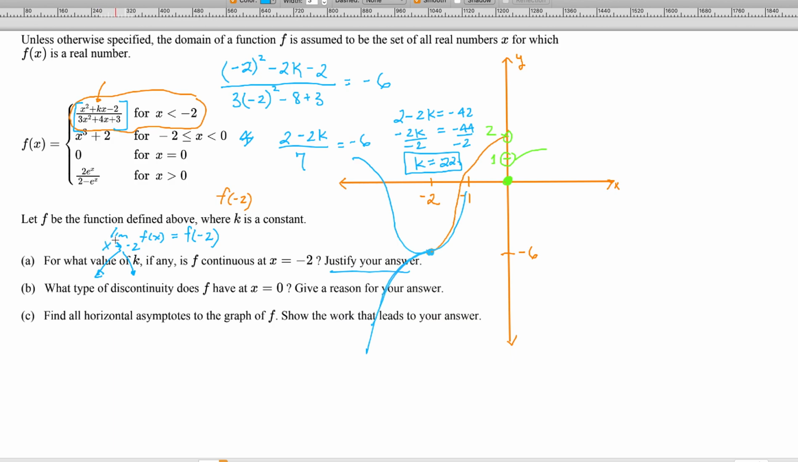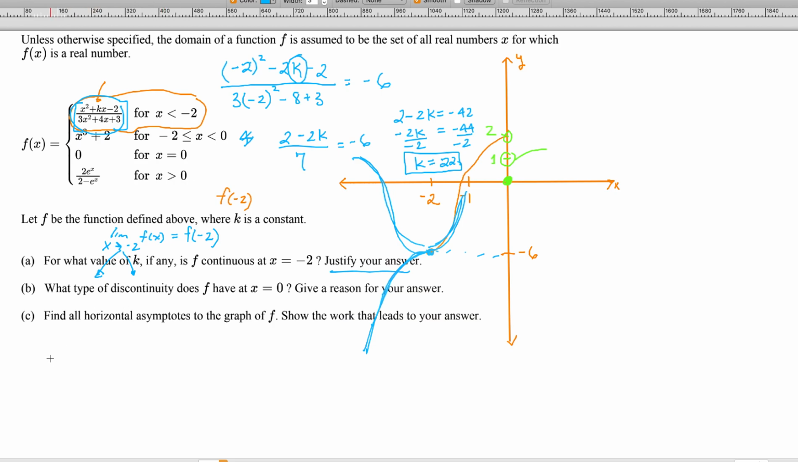You could say the left-hand limit has to match this here. That's the part that we don't know. We don't know this left-hand limit. You want that left-hand limit to match the right-hand limit. The right-hand limit is getting closer and closer to -6. So you want this left-hand limit, and that's this piece, to equal -6. And that's why I plugged in x being -2 and solved for the k value that makes it equal -6.